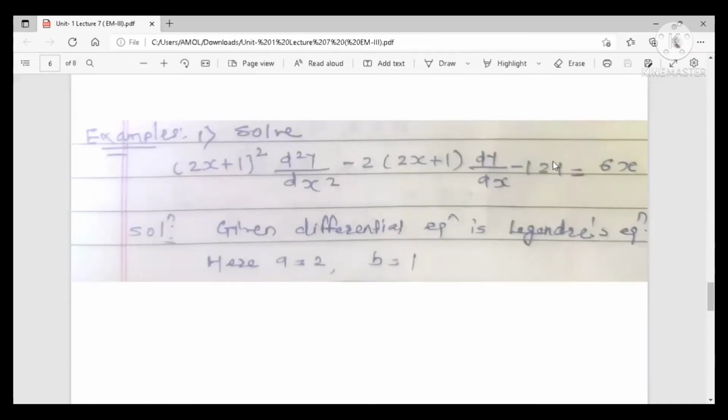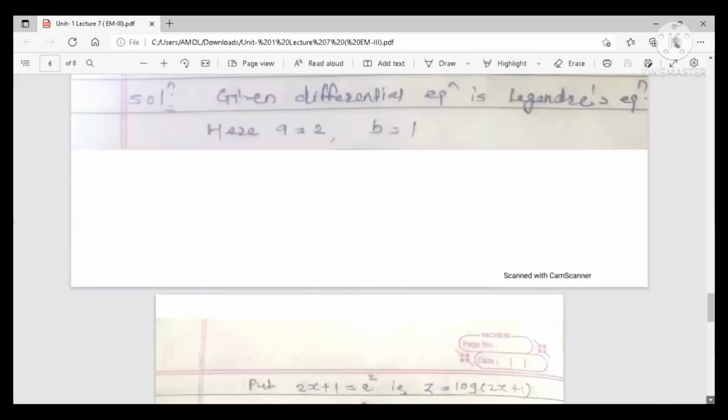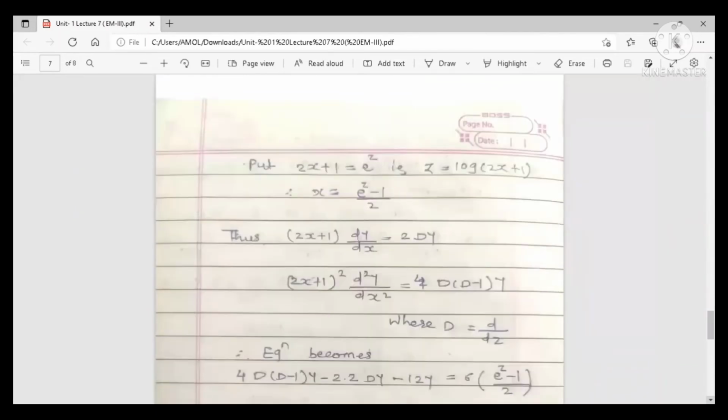In the third term, the derivative is absent, so that polynomial function is also absent in the form of x, 2x plus 1. And in the RHS, the function is 6x. So you state here, the given differential equation is Legendre's equation because it is in the form of ax plus b to the power n d^n y by dx^n. Here, if we compare with ax plus b, the value of a is 2 and the value of b is 1. So remember it.